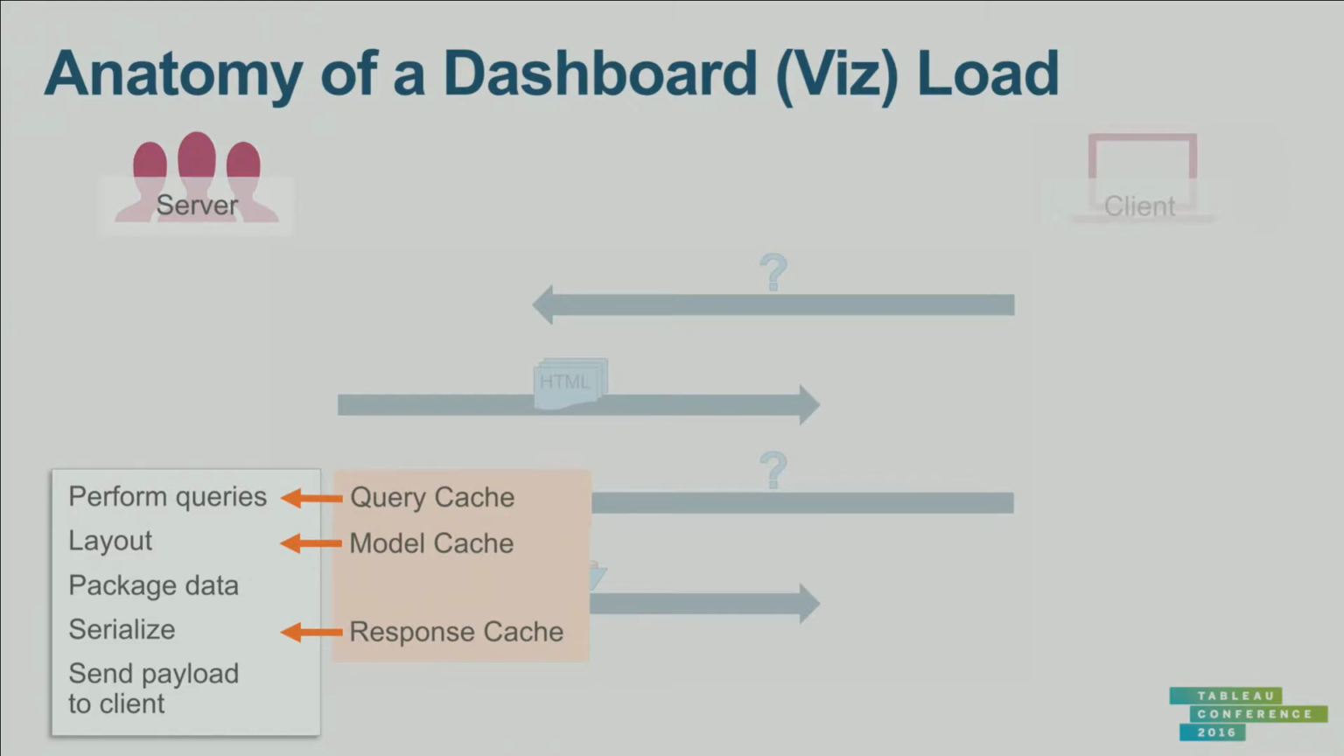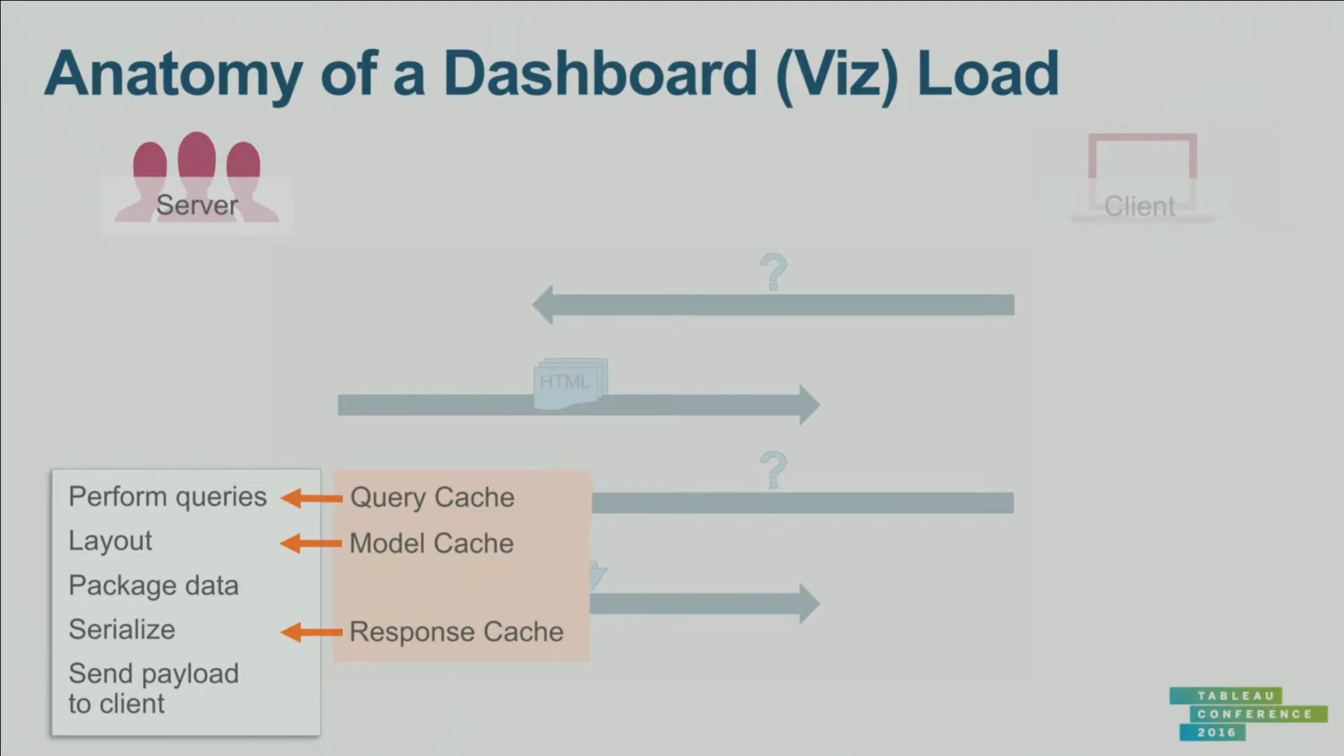In a scenario where you have multiple workbooks connecting to the same database, or multiple sheets in your workbook using the same data source, we may have already issued the query for the results that we need to build the current visualization. Well, we have a query cache, and if we already have those results on the server, we'll reuse them. We don't need to make that extra request to the database and wait on it.